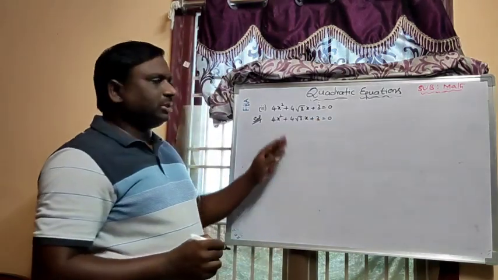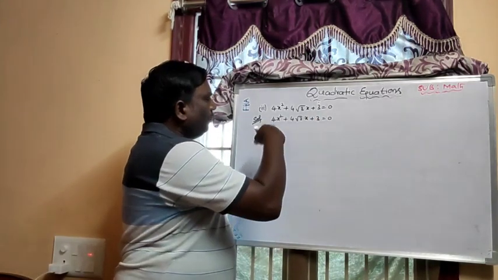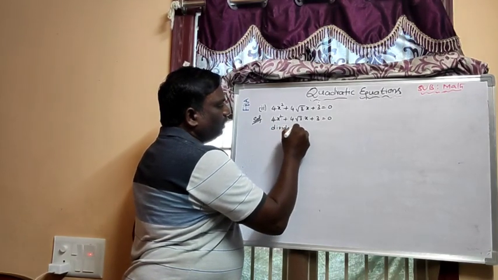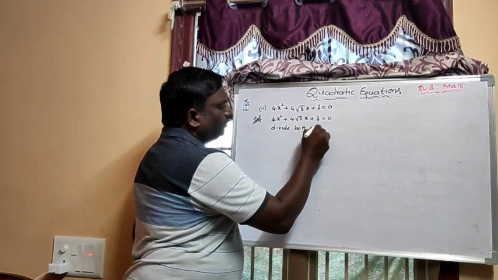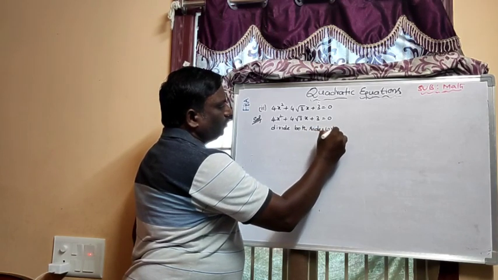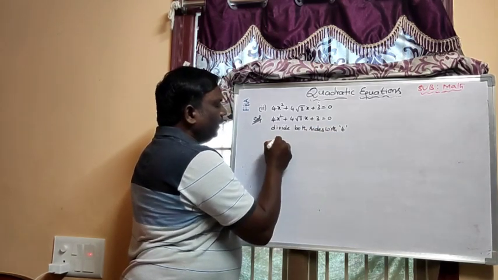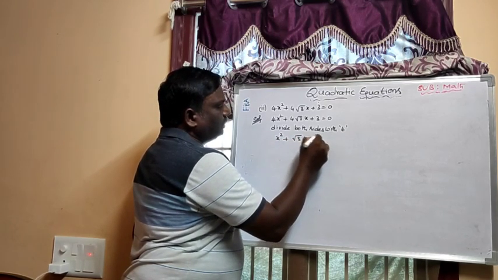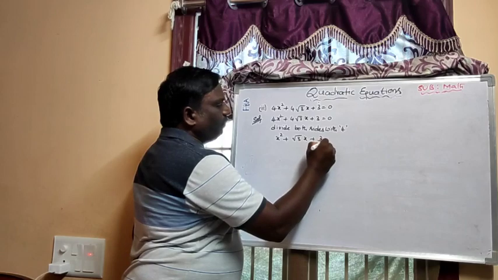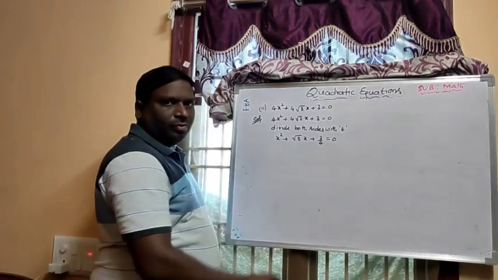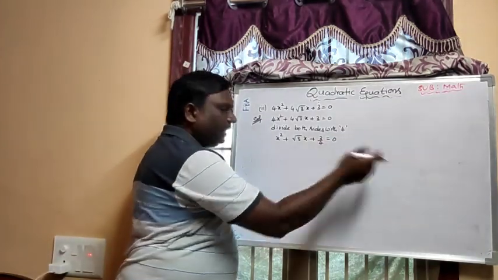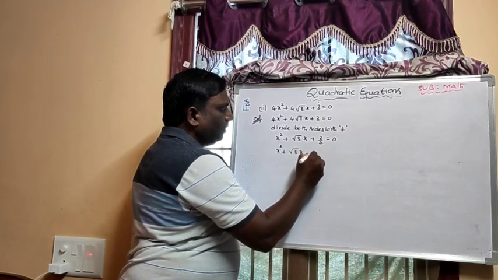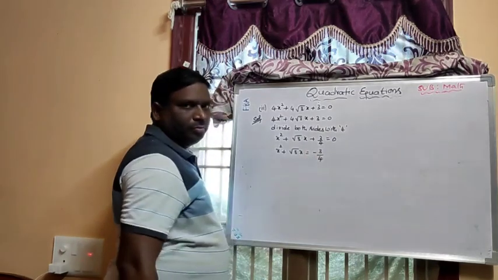What I said here, the x square coefficient is 4. We need to make the x square coefficient as 1. Then divide both sides with 4. Then it will become x square plus root 3x plus 3 by 4 equal to 0, as 4 gets cancelled. So what is the next step? The constant term you can take to the other side. So x square plus root 3x equal to minus 3 by 4.